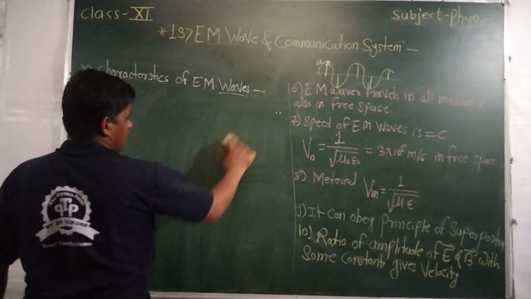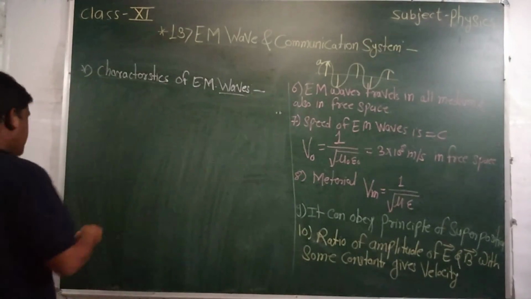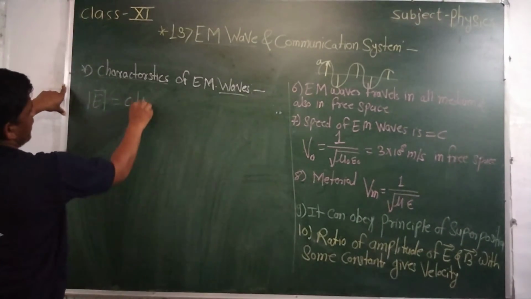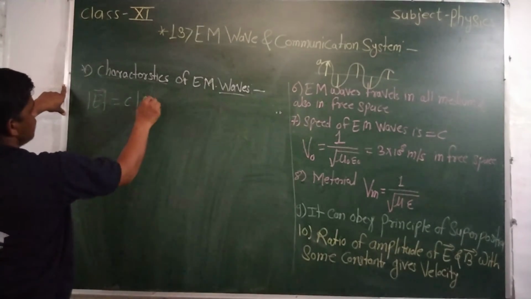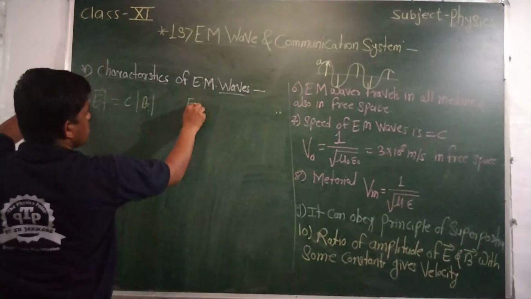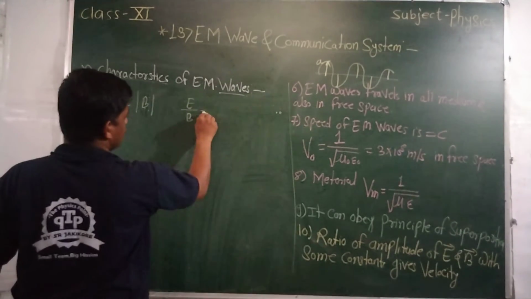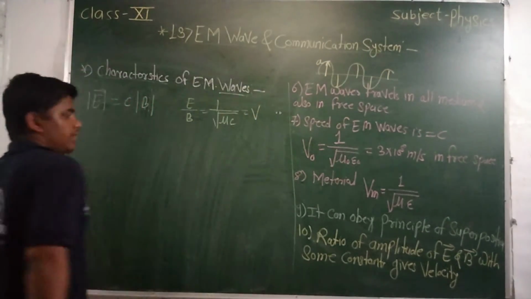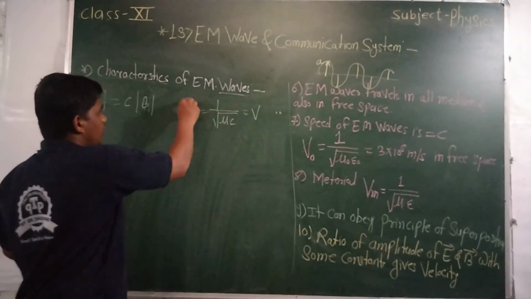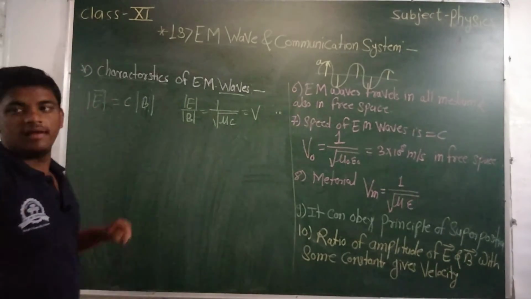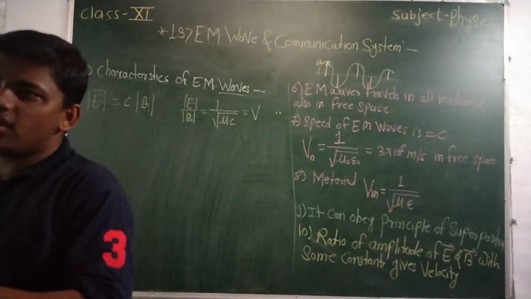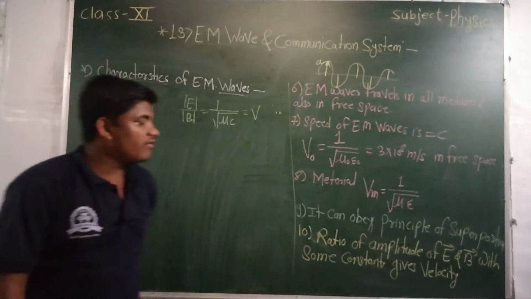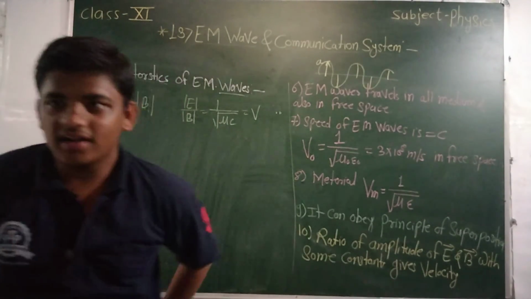Okay, let's start. The amplitude of the electric field, E0, and the amplitude of the magnetic field, B0. Then E by B is equal to 1 upon root of mu epsilon, which is also equal to V, the ratio of the amplitudes. Then the electric field vector is more prominent than the magnetic field vector.